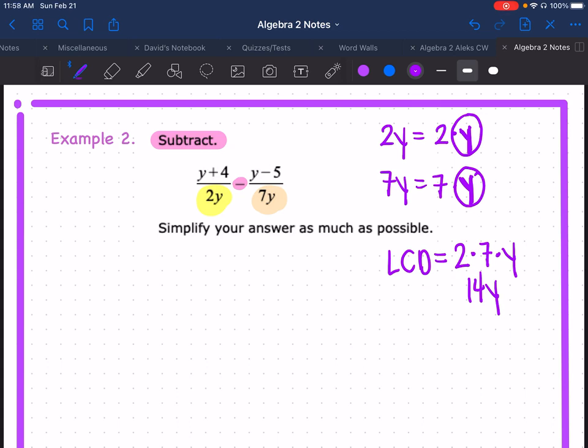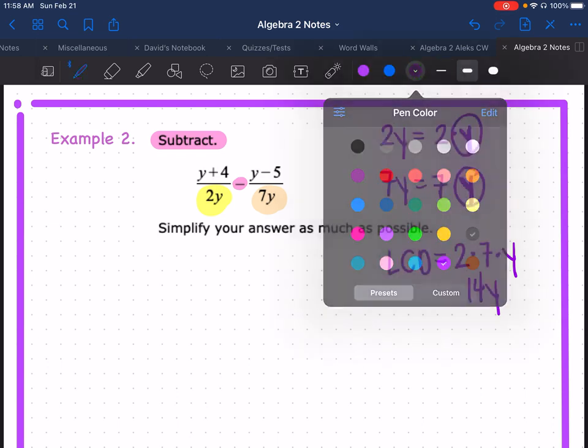But it's nice to think of it in its multiplication form because this is going to help me when I come up here and I have to decide what I am going to multiply this rational expression by and what I am going to multiply that rational expression by. All right, let's go ahead and do our multiplication.